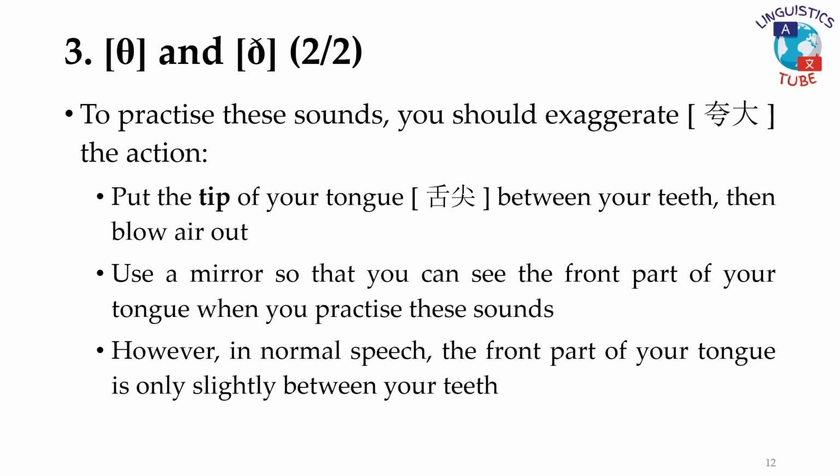To practice th and v, put the tip of your tongue between your teeth and then blow air out of your mouth. I recommend that you exaggerate this when you practice making this sound. Therefore, at the beginning, stick your tongue quite far out of your mouth and then blow air out. I recommend that you use a mirror to make sure that you can see the front part of your tongue when you practice these sounds. However, in normal speech, the front part of your tongue should only be slightly between your teeth.